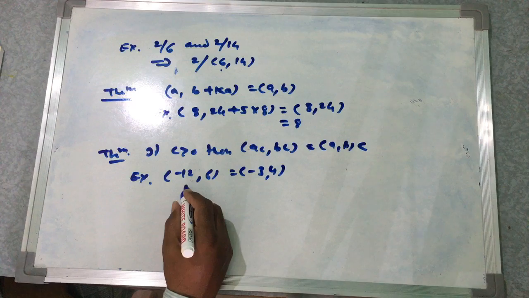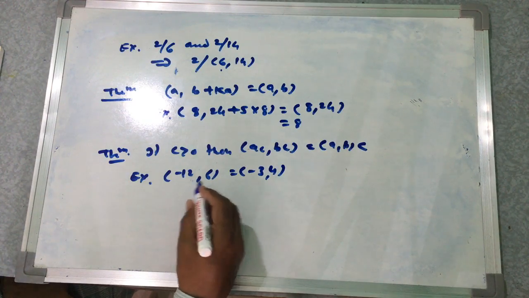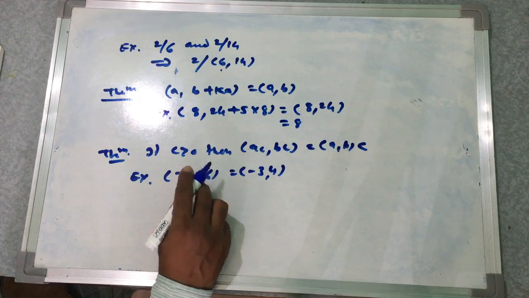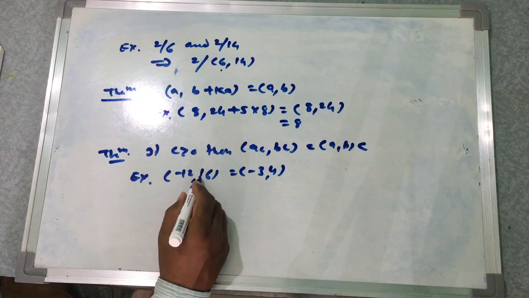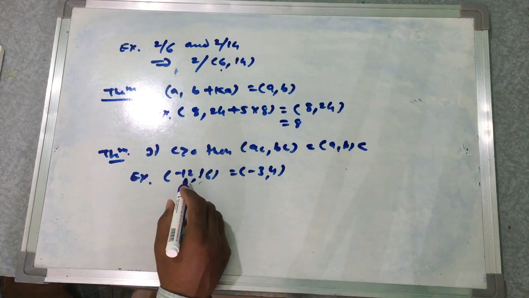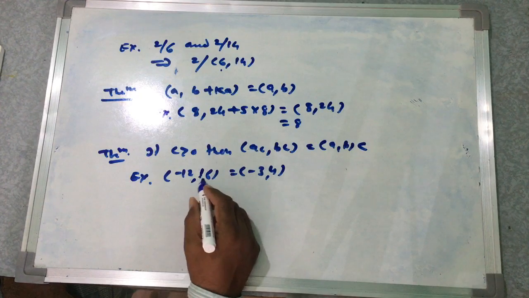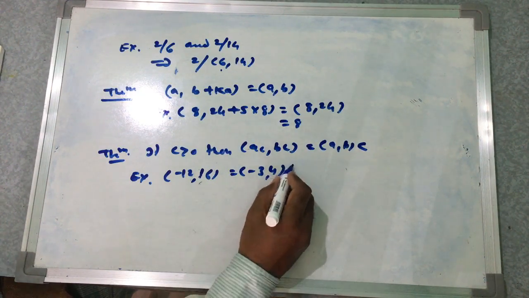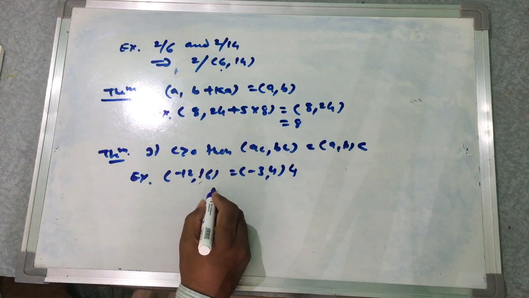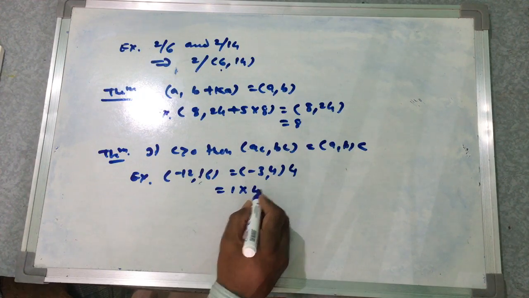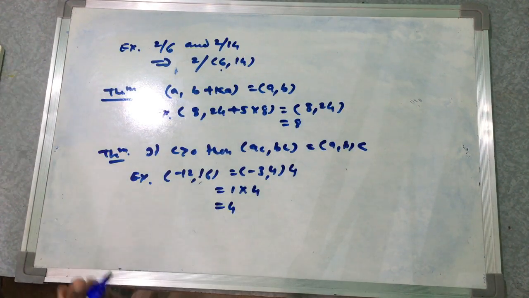Yes, minus 12 and 16 is equal to, dividing by 4, 4 3s are minus 12, 4 4s are 16. So this is 4 common, it means 1 into 4, that is equal to 4. Okay.